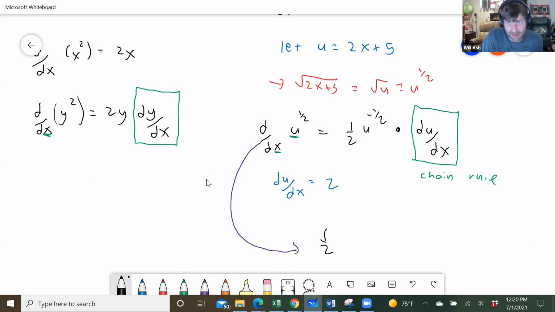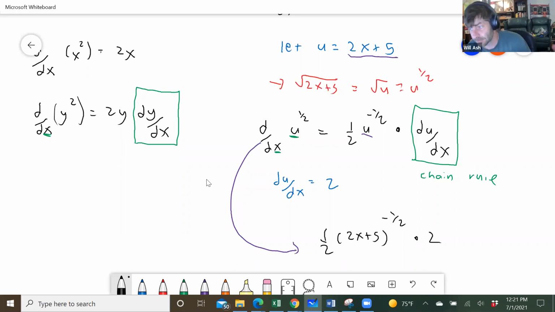Right? So if I put all of this back in, I'm going to have 1/2 u, which was this, right? U is 2x plus 5, times the derivative of the inside, 2. So that's how this always works, right? When you have some larger function in here that's being raised to a power, I'm going to use the chain rule, and this is my chain rule spot. Now I can just simplify this, the 2's cancel.